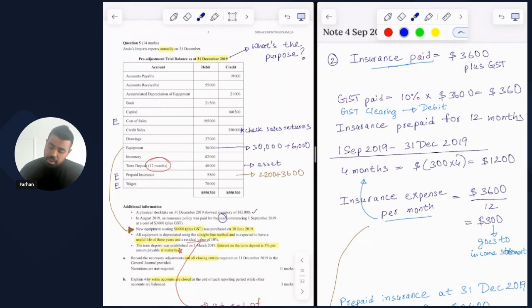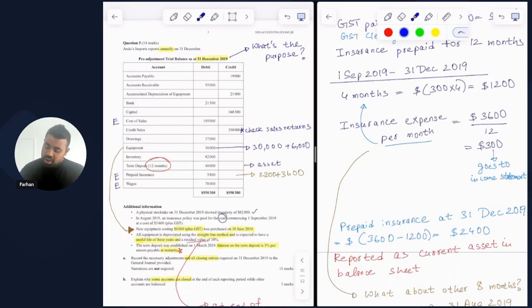This means the prepaid insurance balance that we can expect to have at 31 December 2019 will be $3,600, which is what we originally paid for, minus $1,200 for the economic benefits that we have consumed for the period 1 September 2019 until 31 December 2019, and that is $2,400. So how should we report this prepaid insurance that we have at 31 December 2019? We would report this as a current asset in the balance sheet.